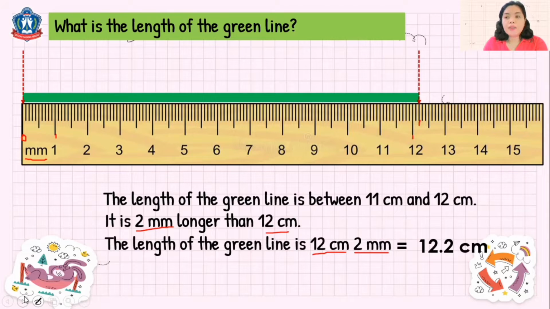So it is easy to measure objects, children. Always remember that when we measure, we will start from the left edge and go to the right edge. And when we measure, always start from the 0. We will always start from the 0.